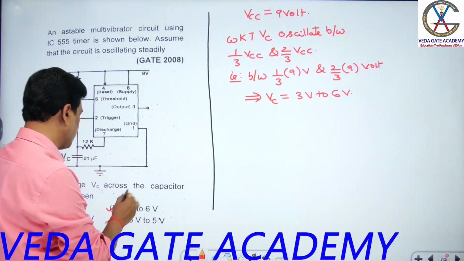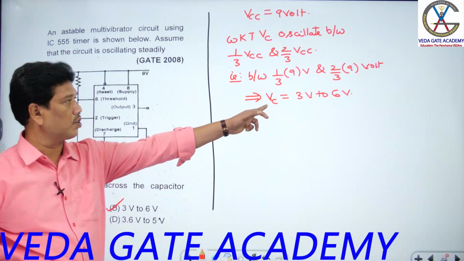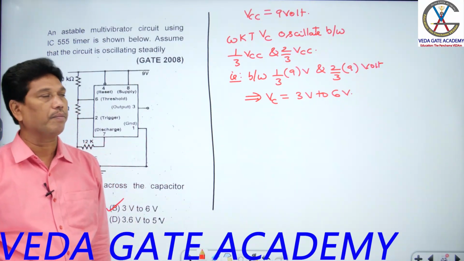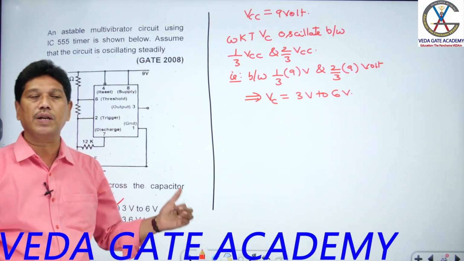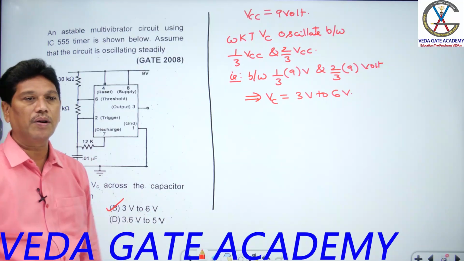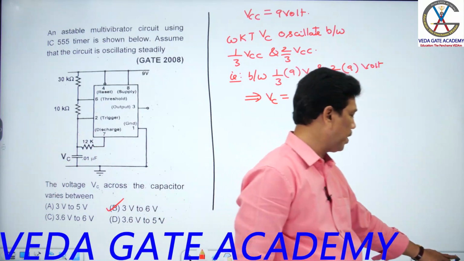So the answer is B. The capacitor voltage oscillates between 3 to 6 volts here. Under that it can maintain steady oscillations, you can call. Now I can go for the next one, students.